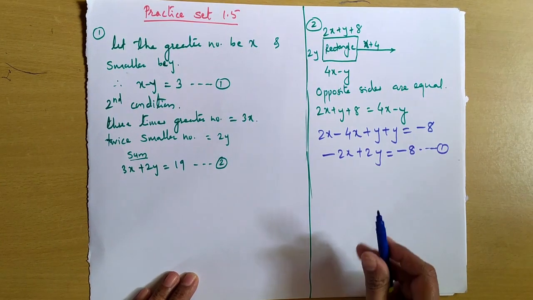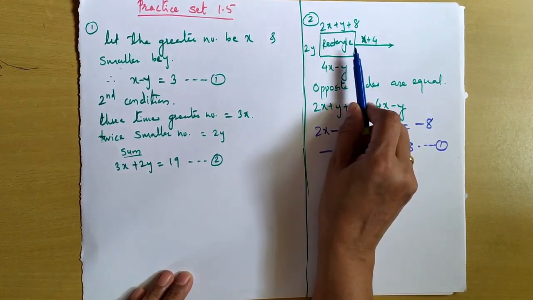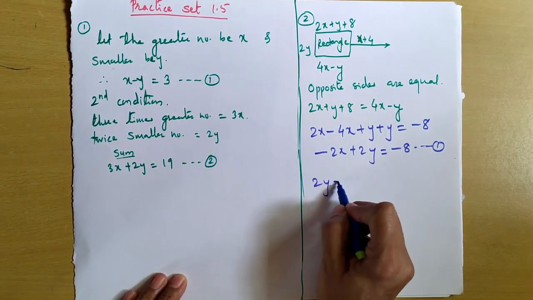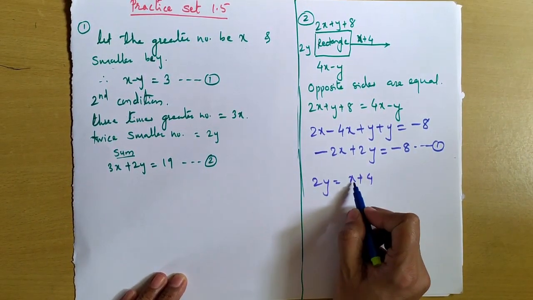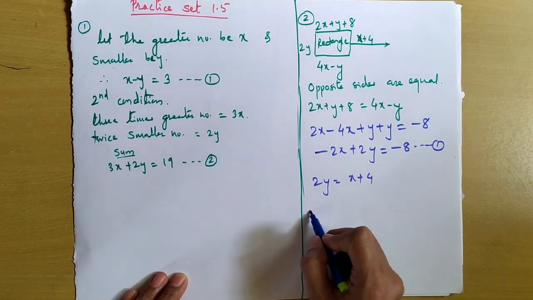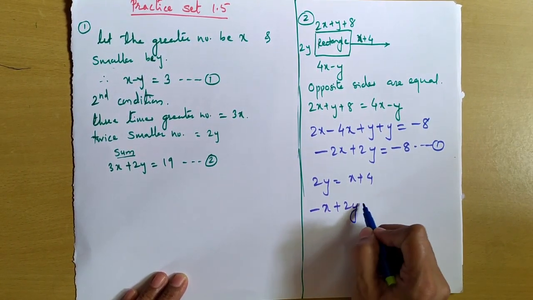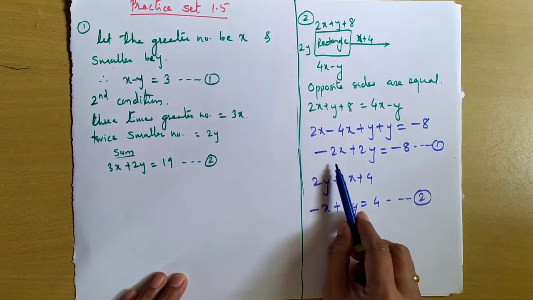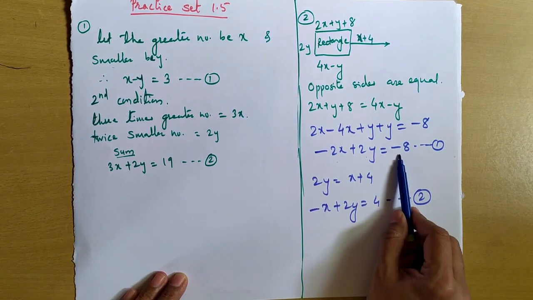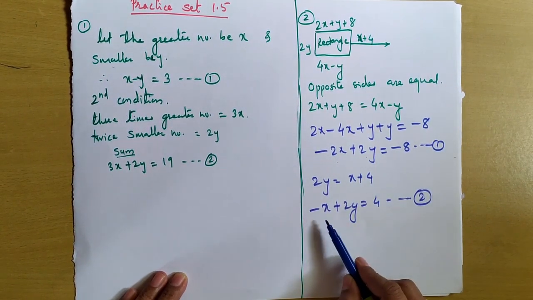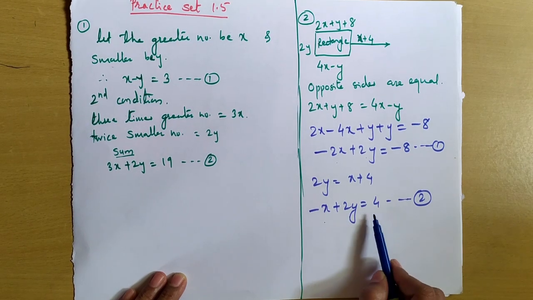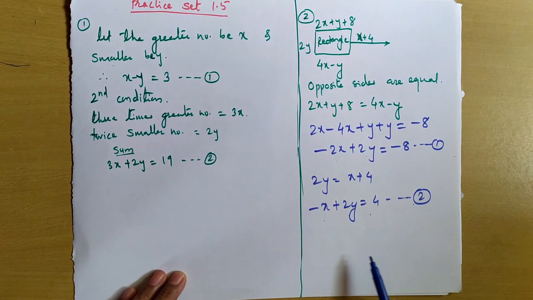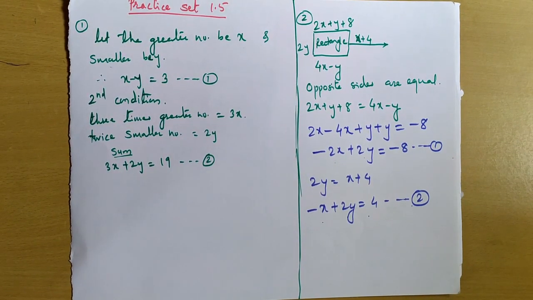Now to get second equation, compare these two sides. Consider these two sides to be equal. So I'll get 2y is equal to x plus 4. Transfer x to the left side. Minus x plus 2y is equal to 4. Equation number second. So first equation we got minus 2x plus 2y equal to minus 8, and second equation minus x plus 2y is equal to 4. Now these two equations you can subtract to get the values of x and y separately.